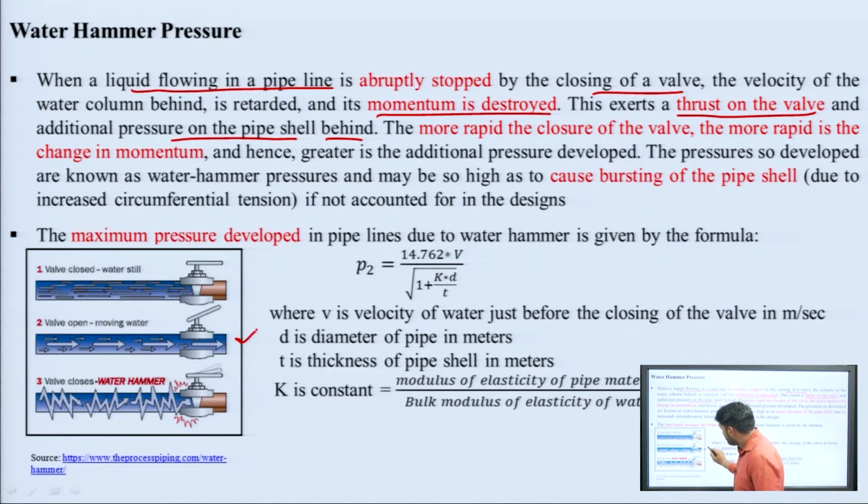This is the case, here the water is flowing continuously. If we are going to close the valve, what will happen? The valve is closed and the flow of water is abruptly stopped, and the flow of water exerts pressure on the valve as well as the surrounding shell of the pipe.